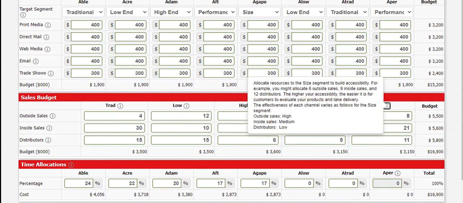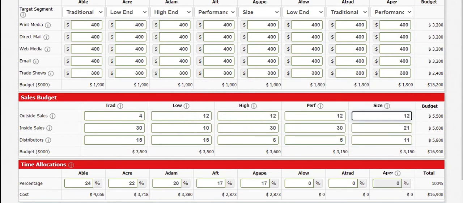For size, they have high, medium, low. So high, 12, 30, then you can have 5.